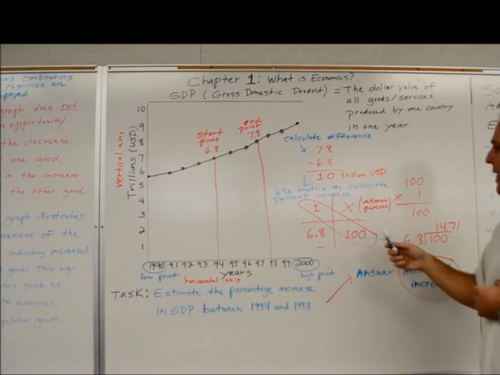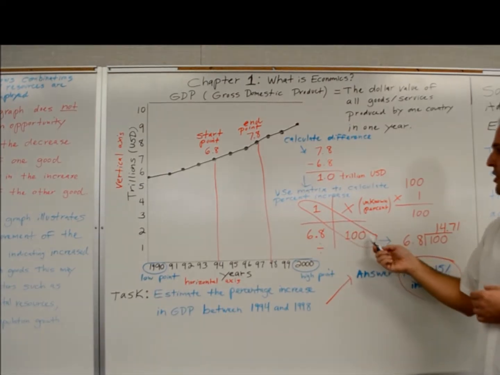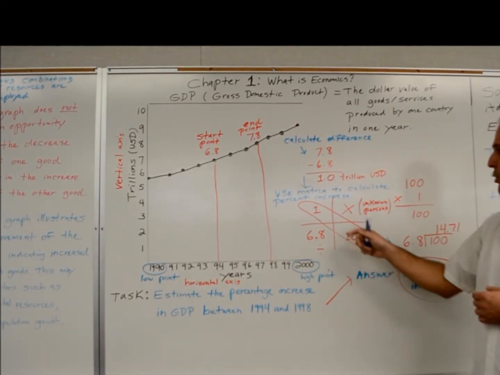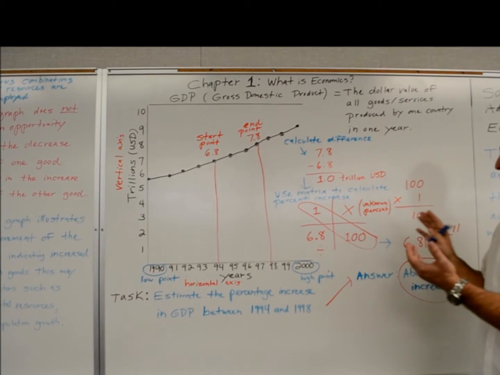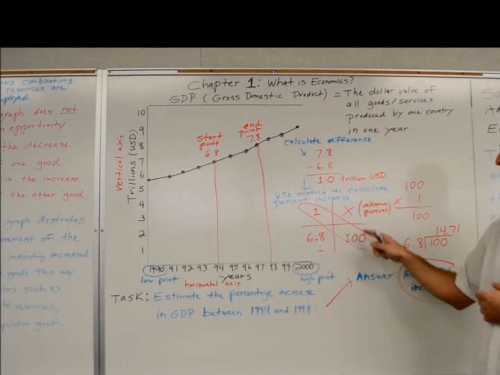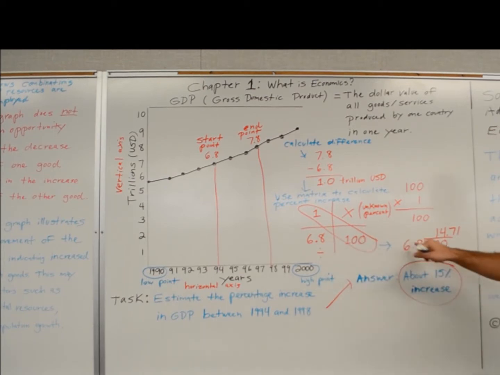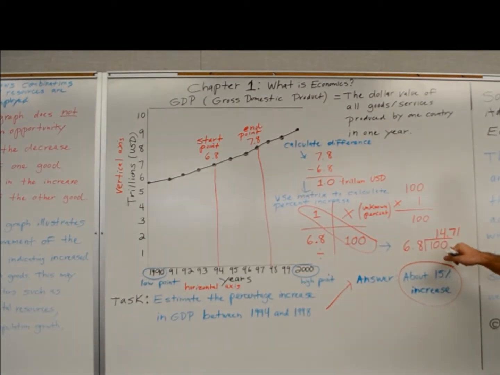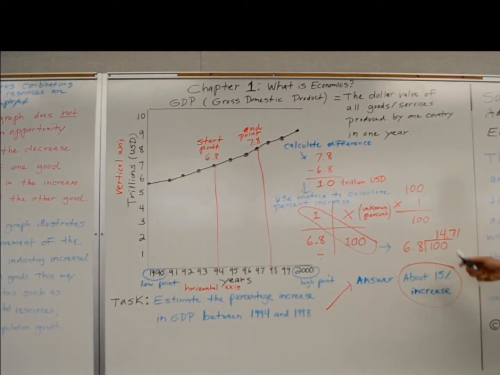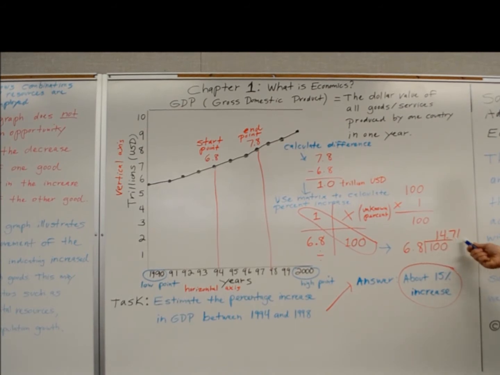Okay, once we've done that, we've set up our matrix, we should then cross multiply, which would be 1 times 100. When we have that number, we divide by whatever value is remaining. In this case, it'll be the 6.8. So we move over here, we divide 100 divided by 6.8, and we get 14.71.